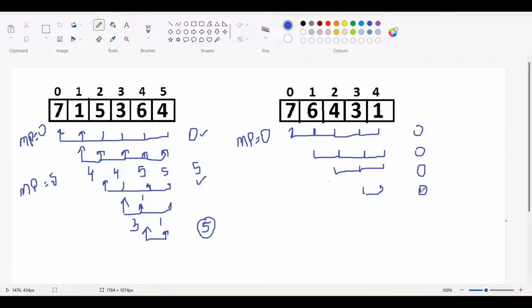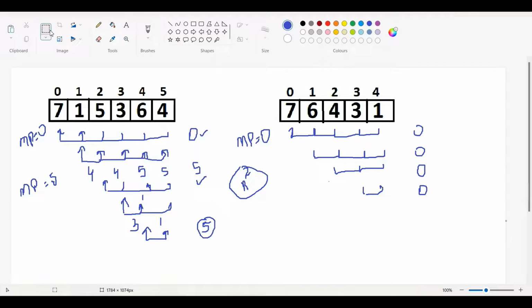But this approach of checking all the pairs is O of n square, which is not acceptable for large sizes of arrays. This is unacceptable, so we have to make it better. And how can we make it better? Let's see.